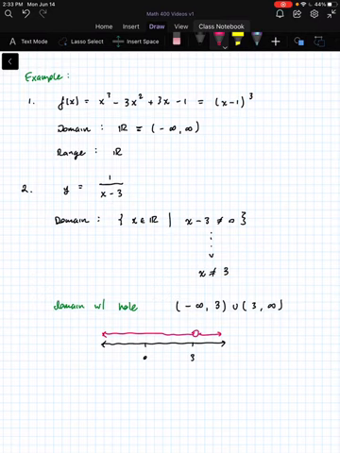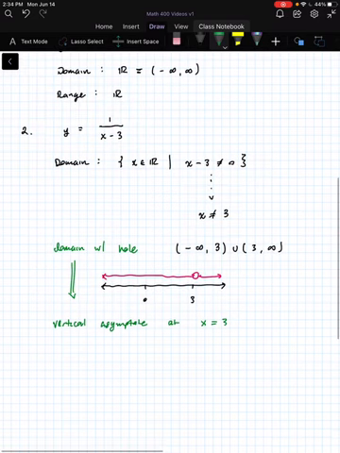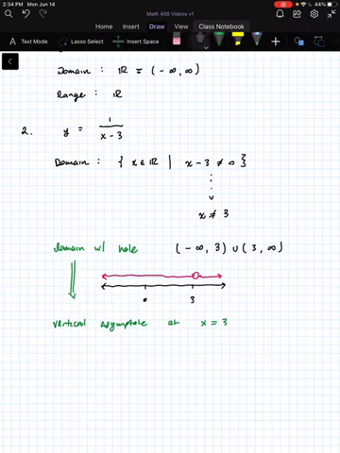And as we'll see later on, with these kinds of functions, this actually results in a vertical asymptote in the graph at x equals 3. This is not necessarily a direct consequence all the time, but in this case it does result in a vertical asymptote at the vertical line x equals 3. Okay, so this is an example of a domain with a hole.